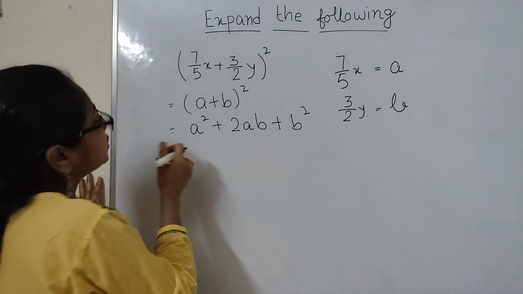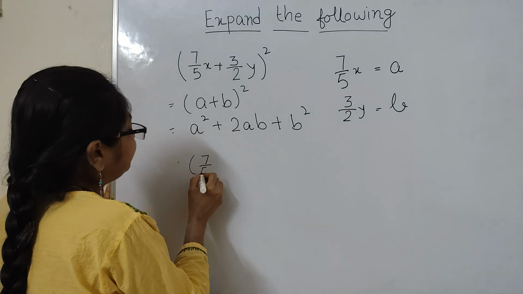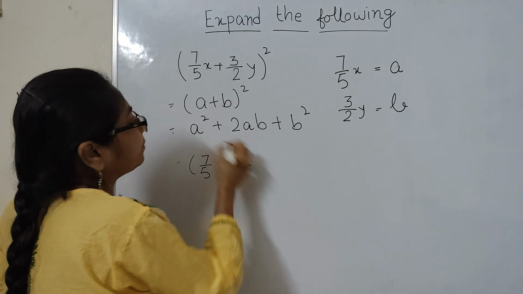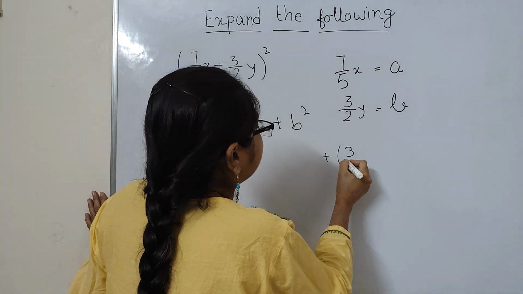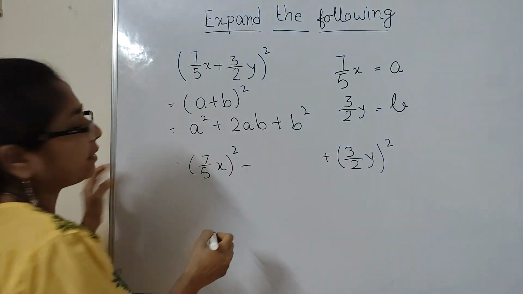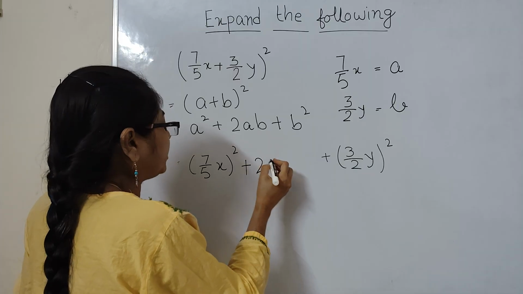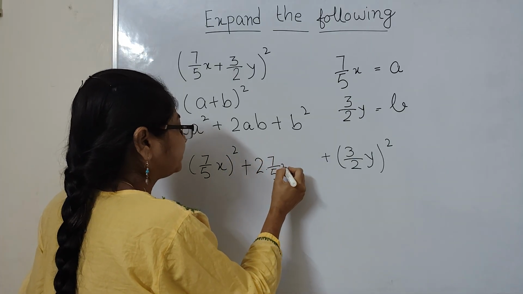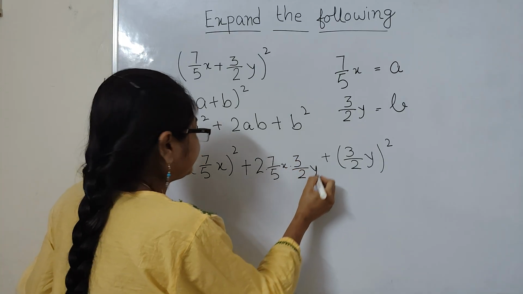Now come to the point. I can write in this way. A means (7 by 5x) whole square. Then plus, and B means, here I write the B part, this is (3 by 2y) whole square. Now I write the middle part. This is plus 2 into A, A means 7 by 5x, B means 3 by 2y.